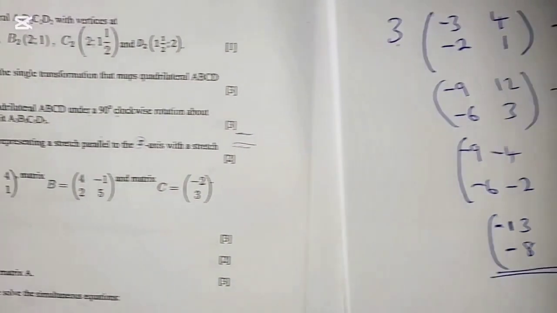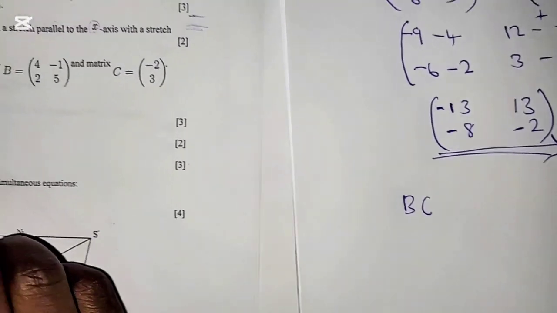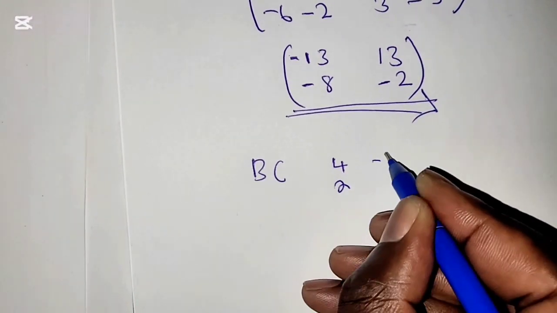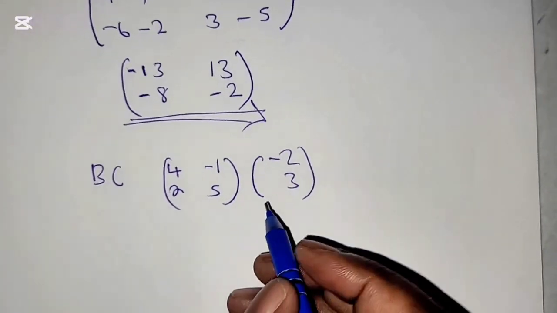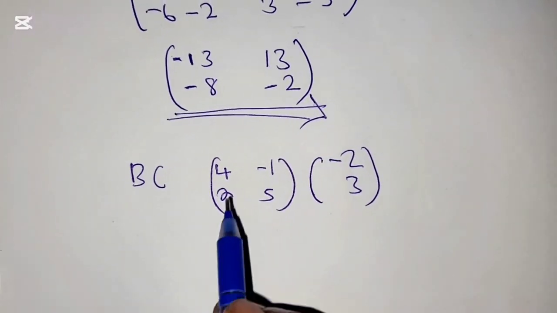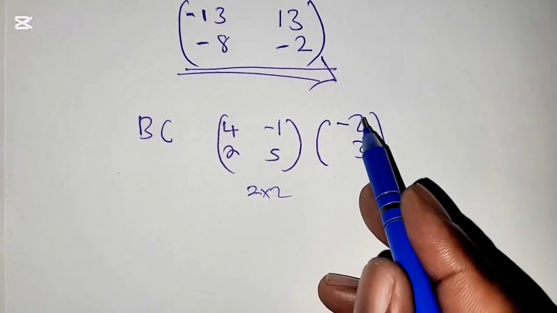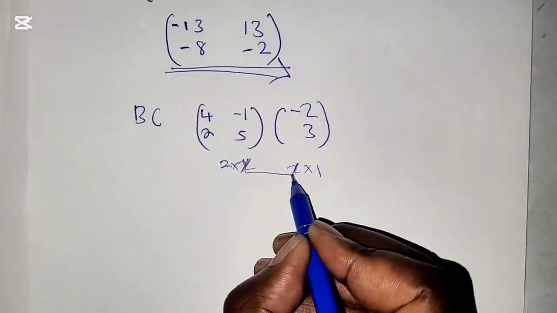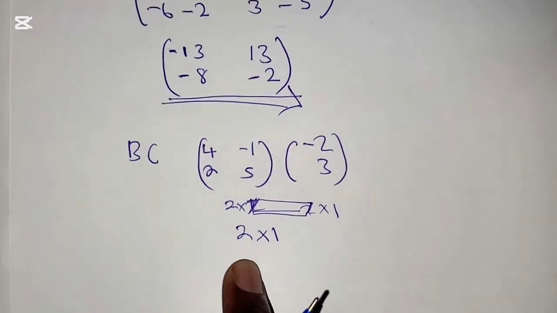Okay, another one. You have to find BC. Matrix B is this one, and matrix C is this one. So that's 4, 2, -1, and 5, multiplied by -2 and 3. The first thing, guys, is to know the order of these matrices. The first one is a 2 by 2 matrix, and this one is a 2 by 1. You cancel the 2 in the middle, so we are left with 2 by 1. Our answer is going to be a 2 by 1 matrix.